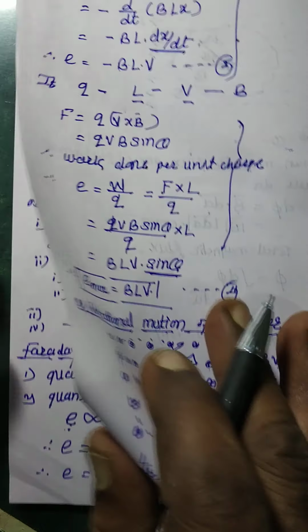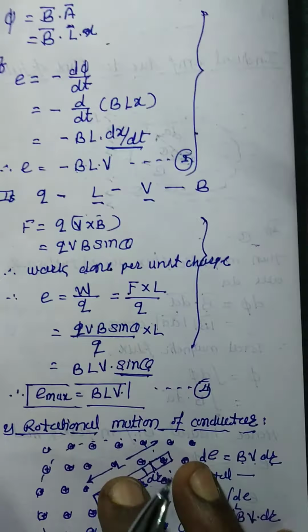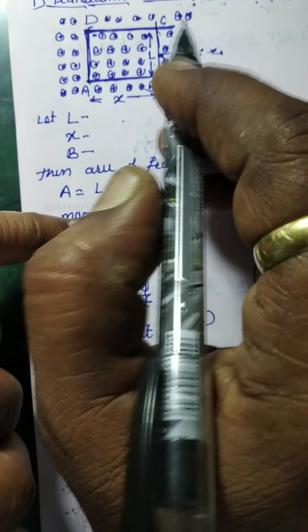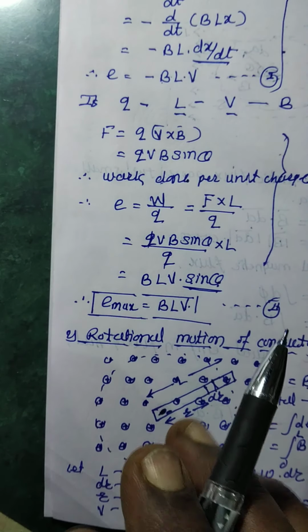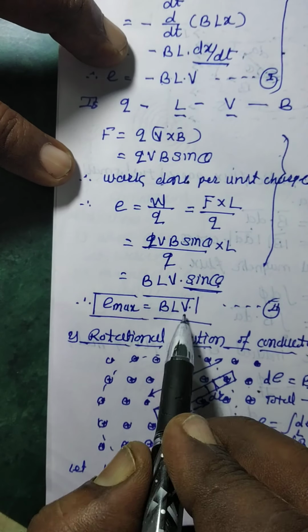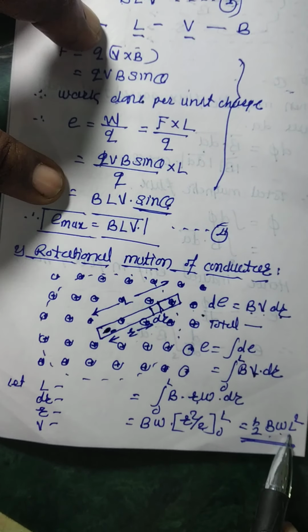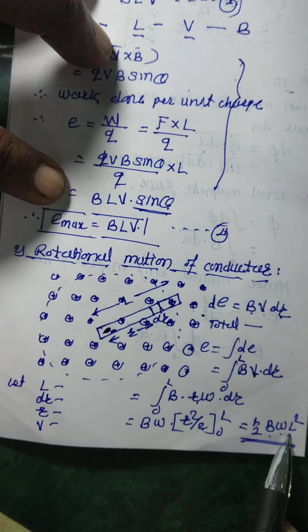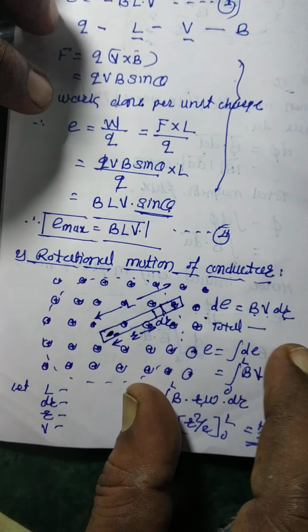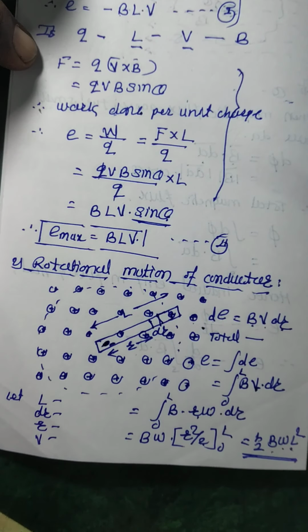So now we have seen induced EMF due to flux of field, induced EMF due to translational motion of conductor, and induced EMF due to rotational motion of conductor. Translational motion: B L v. Rotational motion: 1/2 B omega L square, where omega is angular velocity. Okay, this is about motional electromagnetic field. Remaining part on next period.